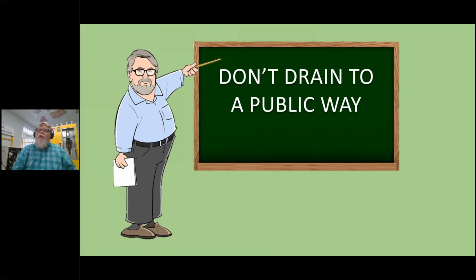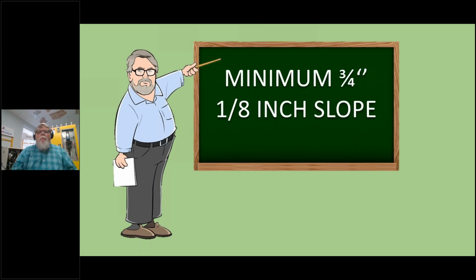One of the things: we don't drain to a public way. They don't want water running out onto a sidewalk, basically, or an area where somebody could step in it. Sometimes these things end up forming slime and stuff like that. You don't want anybody to get hurt. You don't want to track through water, things like that.